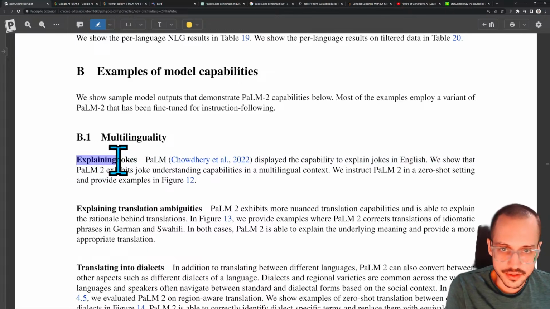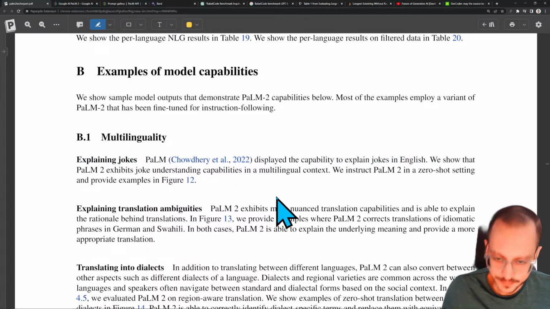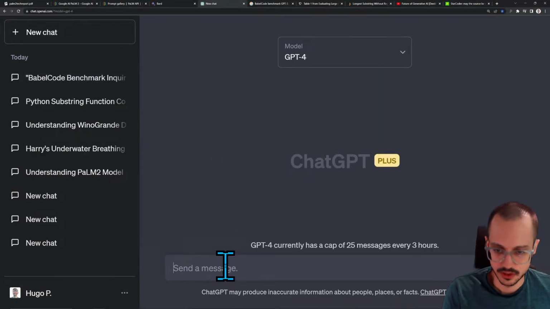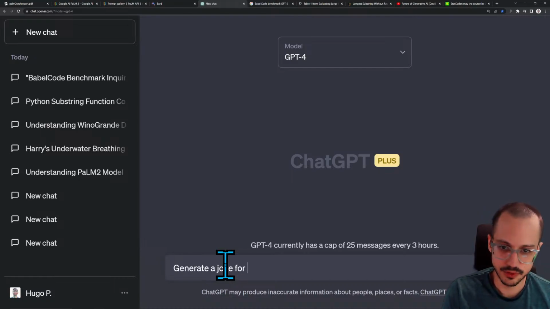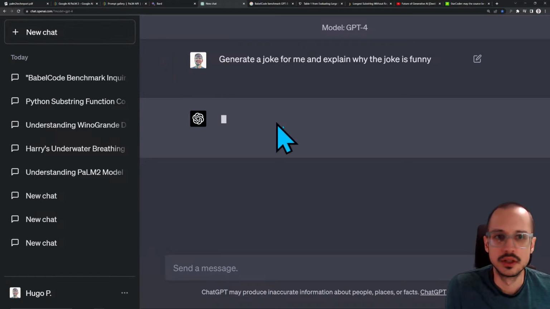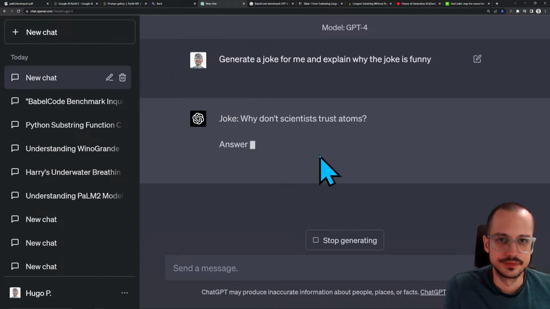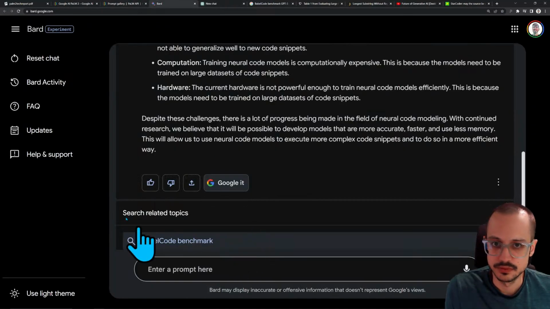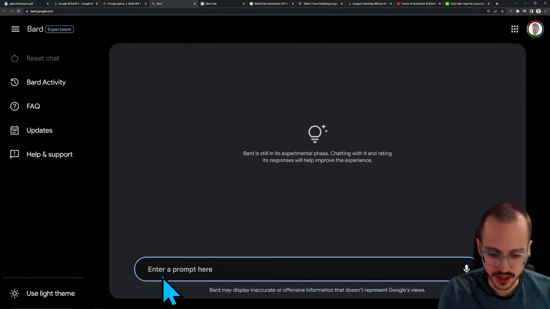Explaining jokes. You guys want to try that? Let's generate a joke. Generate a joke for me and explain the joke to me. And explain why the joke is funny. Reset. Explain this joke for me.